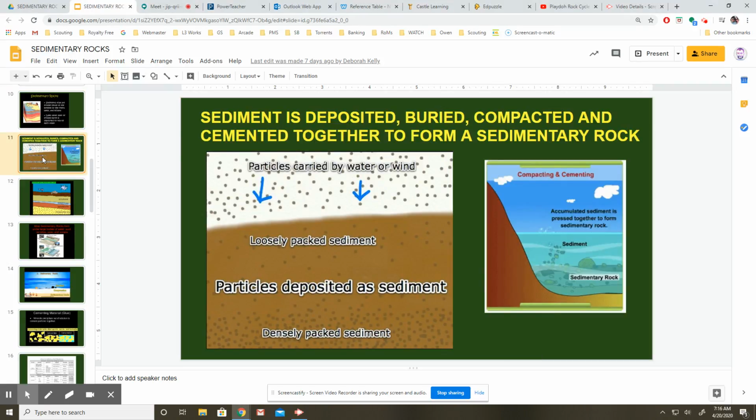In this image here, we can see that happening. We see the particles being carried by wind or water, loosely packed on top, and then densely packed on the bottom. So it's these densely packed particles down here that are getting compacted and possibly cemented together through the process which forms sedimentary rocks.